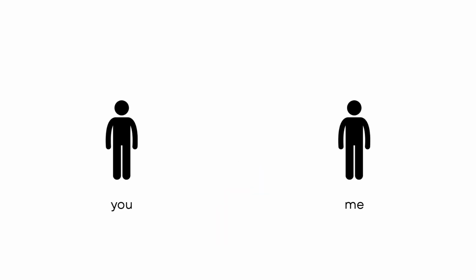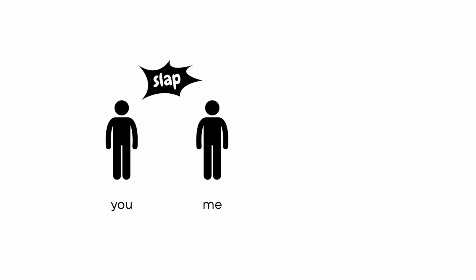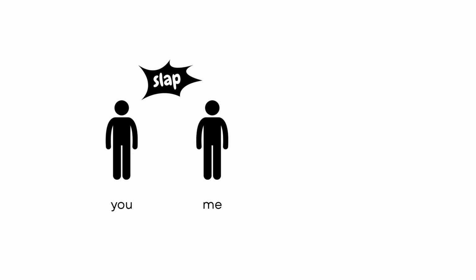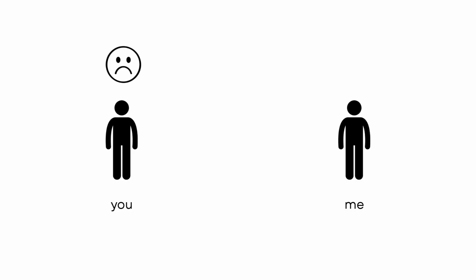So we've got me and we've got you. I show you a red card, and then I wait 3 seconds. 3, 2, 1, and then I slap you. So I come up to you and I slap your face. And you say, ouch, right? Then I show you a red card again, and I wait 3 seconds again. So 3, 2, 1, and then I slap you again. So I come up to you, I slap you, you say, ouch, sad face.